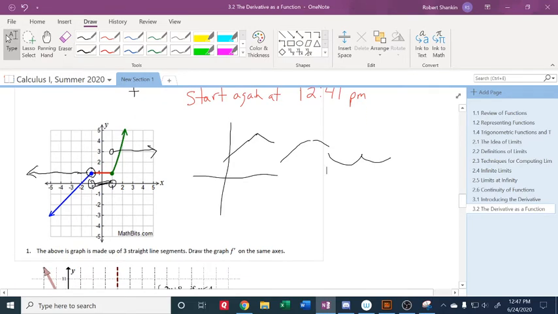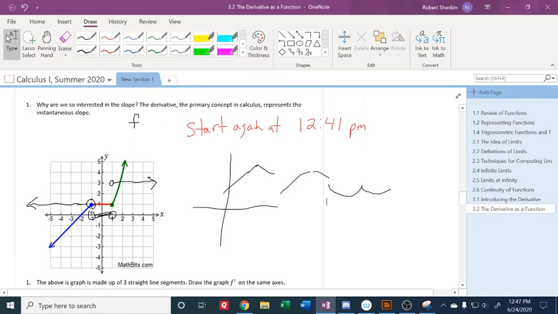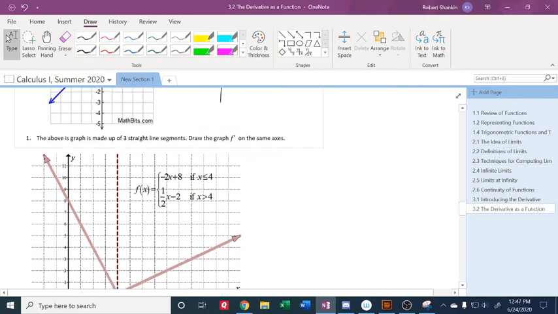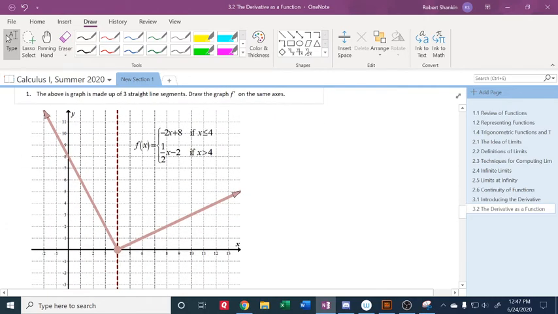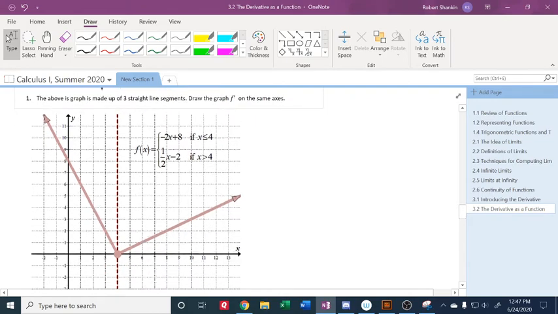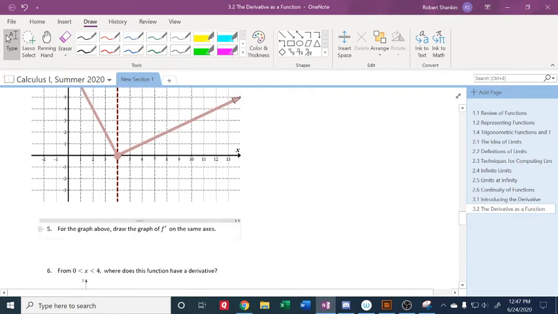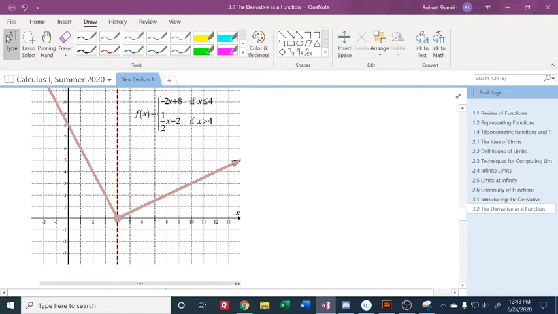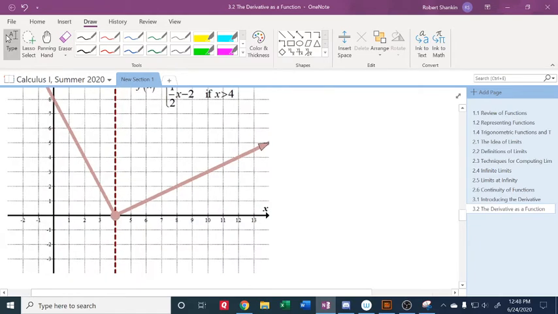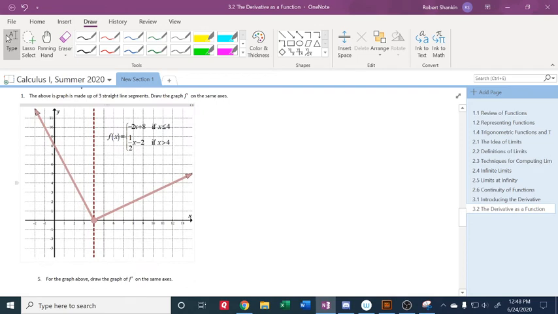All right, now, if you think you've got it, let's go to this one. It says for the graph above, draw f prime on the same axis. Let me give you a minute. Go ahead and draw f prime of x.